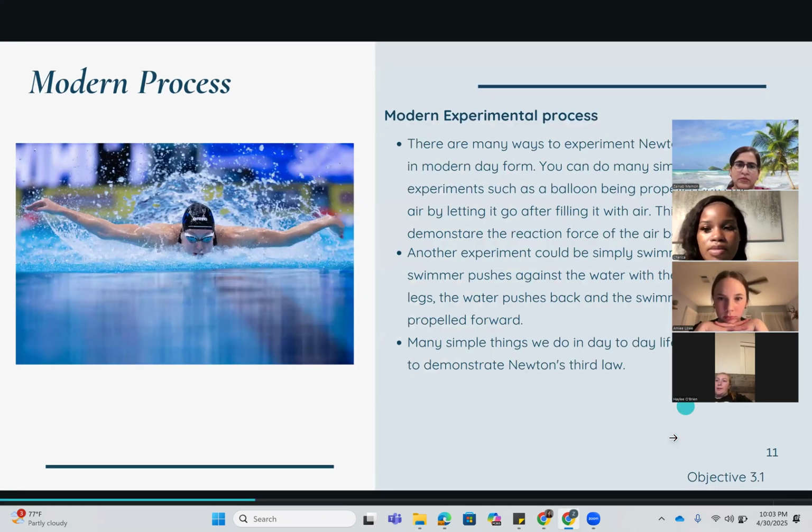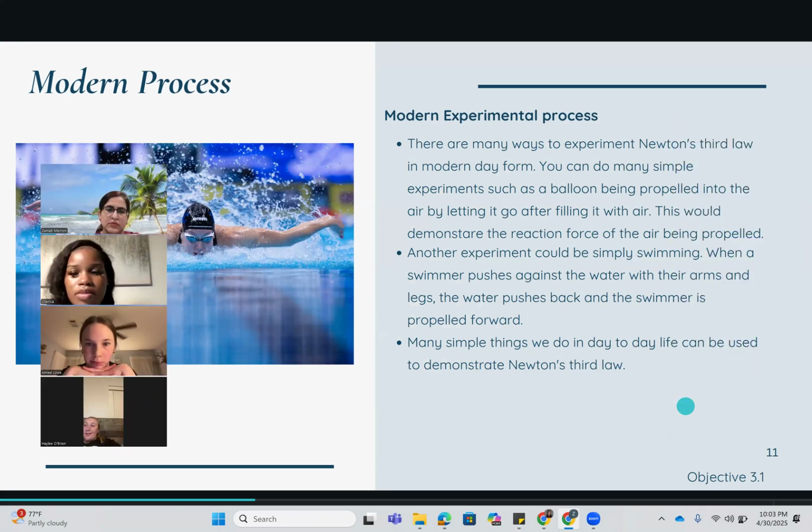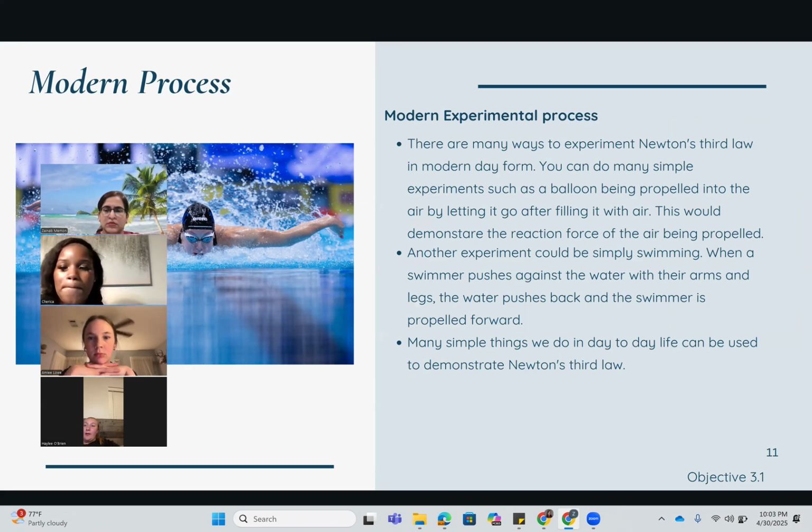The modern process. There are a lot of ways to experiment with Newton's third law in modern day. You can do many simple experiments, one being a balloon propelled into the air by letting it go. After filling it with air, it would demonstrate the reaction force of the air being propelled. Another one could be just swimming. When a swimmer pushes against the water with their arms and legs, the water pushes back and the swimmer is propelled forward. Many things we do in day-to-day life can be used to demonstrate Newton's third law.